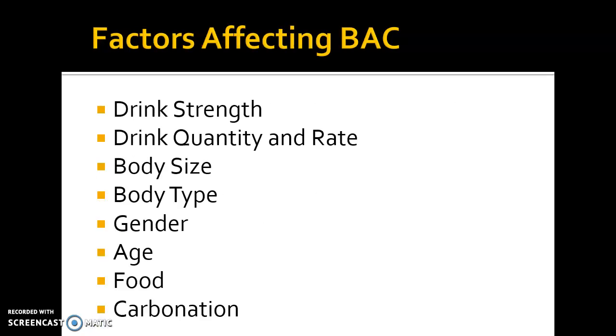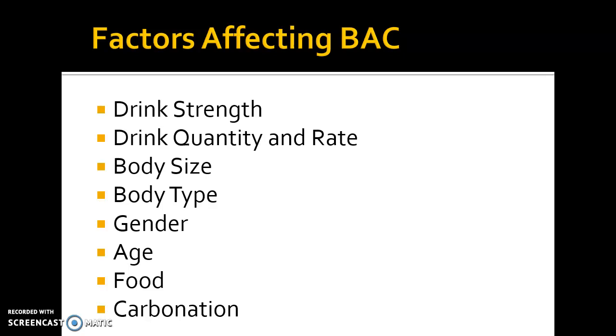Now these are factors that may affect your blood alcohol content. If you are drinking beer, it is not going to be as strong as liquor. With liquor, the drink strength is stronger, so you're going to feel the effects of blood alcohol content quicker. The rate, or the number of drinks that you have in an hour, will affect your blood alcohol content because your liver can only break down 1 drink per hour.